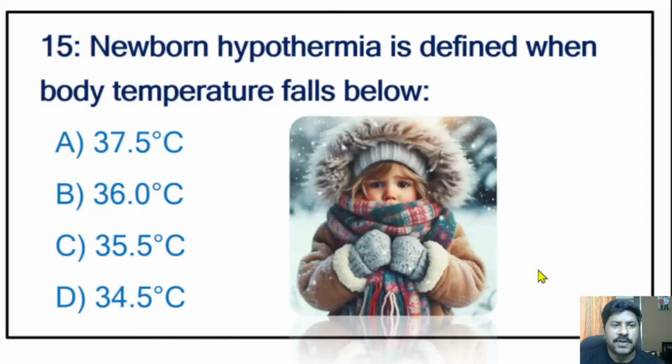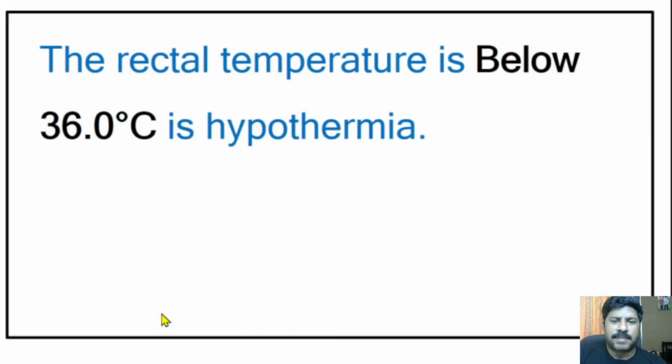Next question. Newborn hypothermia is defined when temperature falls below: 37.5 degrees Celsius, 36.0 degrees Celsius, 35.5 degrees Celsius, 34.5 degrees Celsius. Correct answer is 36.0 degrees Celsius or centigrade. When the rectal temperature is below 36.0 degrees Celsius, it is known as hypothermia.